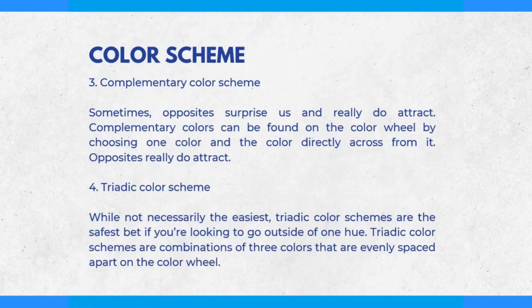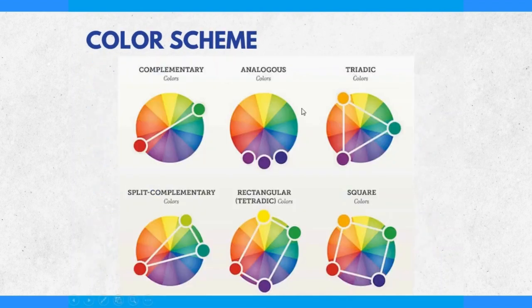So let's look at this. For example, look at these three colors. They are of equal distance to each other on the color scheme. You can use it in any direction. Just pick up colors that are equal distance in a triangular format. When you use those colors together, you're using triadic color scheme. So we have an example here.